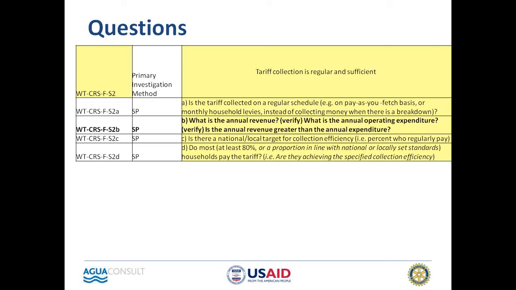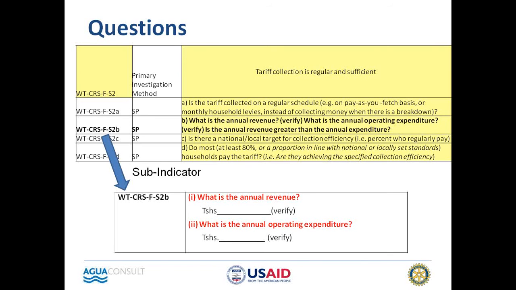And in some cases, the sub-indicator question is a series of questions which need to be asked. So for example, if we look at this sub-indicator, for CRS, the financial service level, second indicator B, we see it in bold font there. If we separate this sub-indicator into its 2 specific questions, what is the annual revenue, and then what are the annual operating expenditures? These would be the specific questions that are asked to the Water Committee.